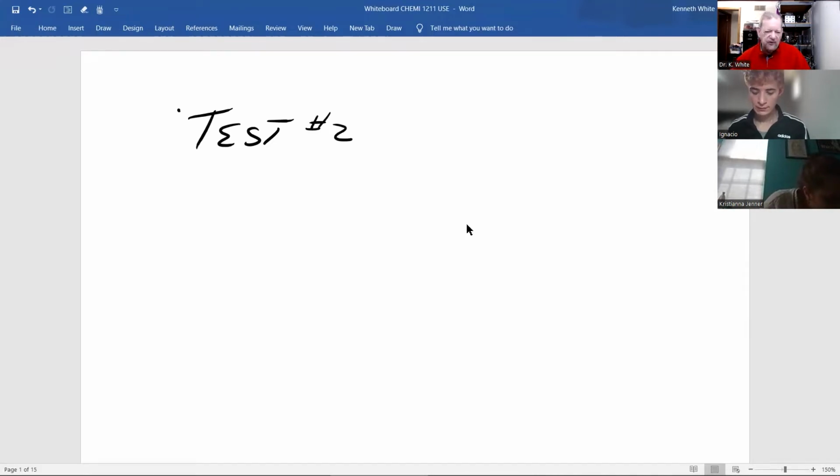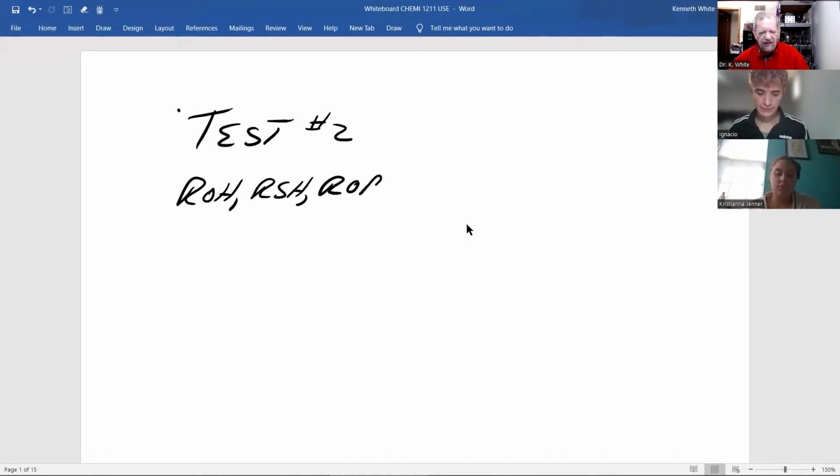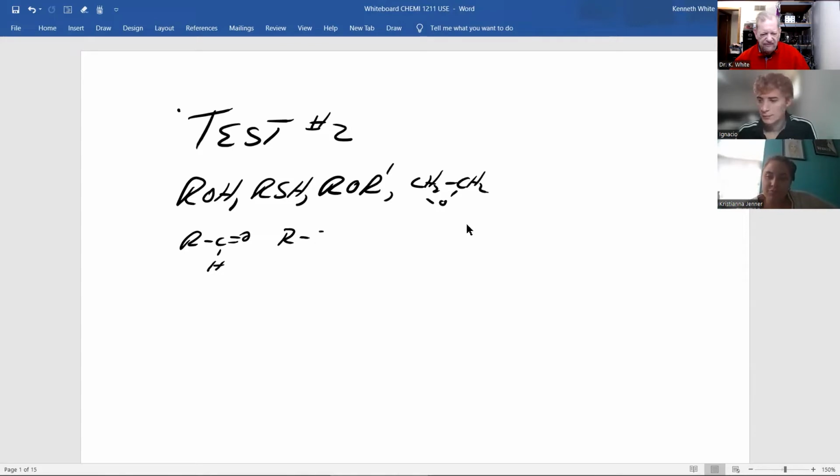All right, test number 2 will cover alcohols, thiols, ethers, reactions of ethylene oxide, and aldehydes and ketones. You can see I'm a lazy organic chemist. I don't write the words out. I use shorthand. So it'll cover alcohols, thiols, ethers, ethylene oxide, aldehydes, and ketones.